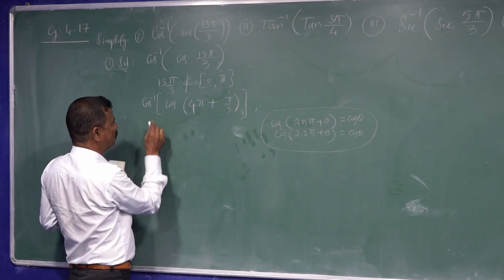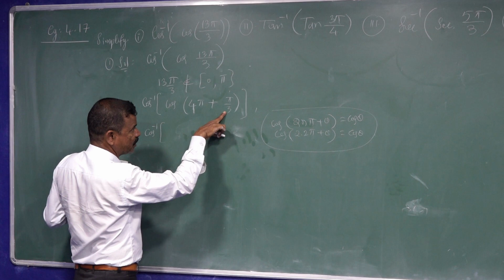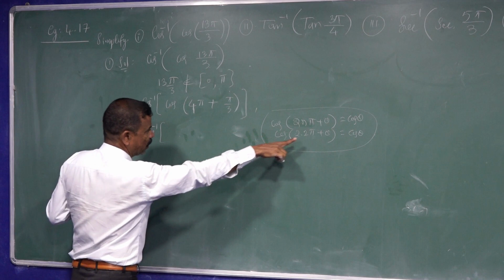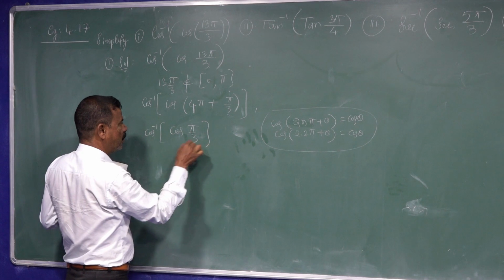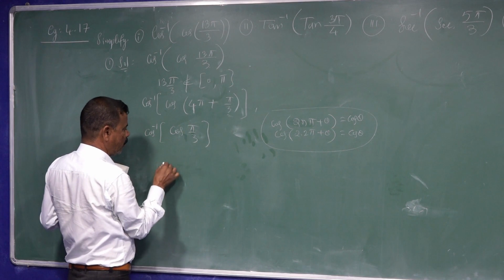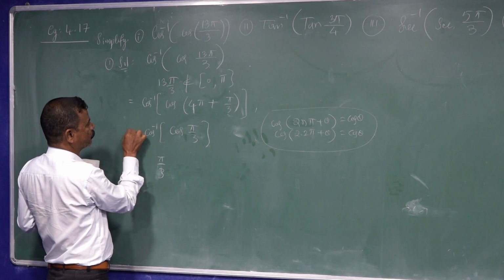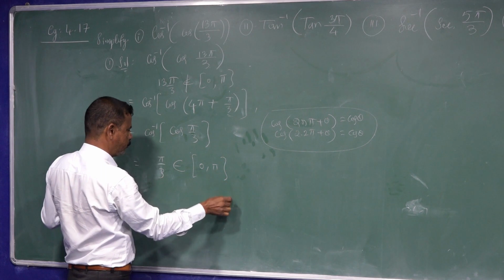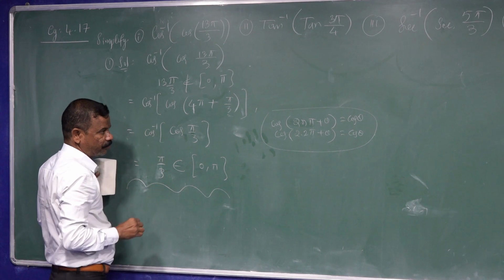Cos inverse of cos of 4π plus π/3, where theta is π/3. Cos of 2 into 2π plus π/3 is cos theta. Theta is π/3, so cos π/3. Now cos inverse of cos π/3 belongs to [0, π]. So here π/3 is the answer. This value belongs to 0 to π. He is asking to simplify. This is the simplification.